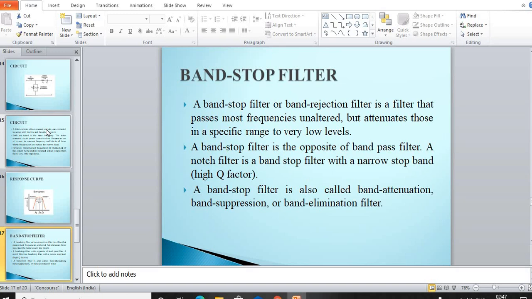A band stop filter is the opposite of band pass filter. A notch filter is a band stop filter with a narrow stop band. That is, it is having high Q factor value. A band stop filter is also called band attenuation, band suppression, or band elimination filter.